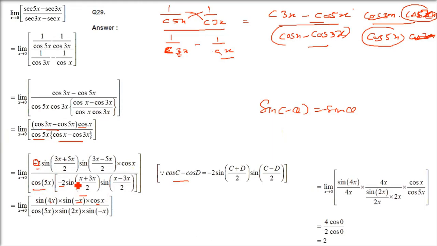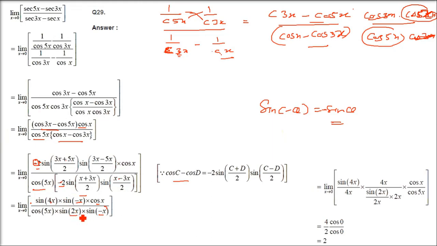Cos 5x was there, minus 2 sin (x plus 3x)/2 and sin (x minus 3x)/2. And sin (x minus 3x)/2 will give you sin (minus 2x)/2. 2 gets cancelled, sin minus x. And from this sin minus x, minus will come out, and this minus will get cancelled with the denominator minus. So there will be no minus in the numerator or denominator, because minus will become plus. Okay? Minus gets cancelled.